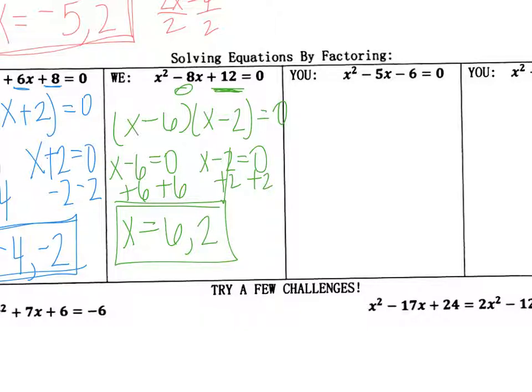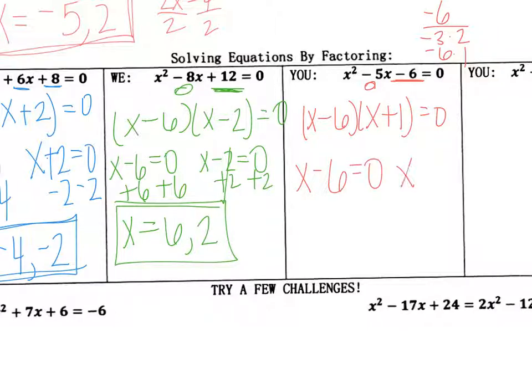I'll do one more for you, and then you can try the last one. If you already think you can do this, just move on. You don't need me. All right. So numbers that multiply to negative 6 but add to negative 5. Well, let's think. Negative 6 times positive 1 would work. So x minus 6, x plus 1 equals 0. Again, if you need to make a chart of numbers, that's cool. Go ahead and make it. Set x minus 6 equal to 0. Set x plus 1 equal to 0. Add 6, add 6. X equals 6. Take away 1. X equals negative 1. You got your two answers.